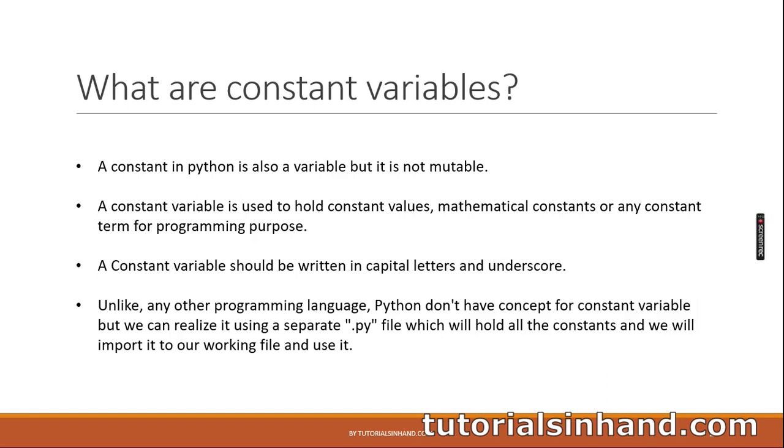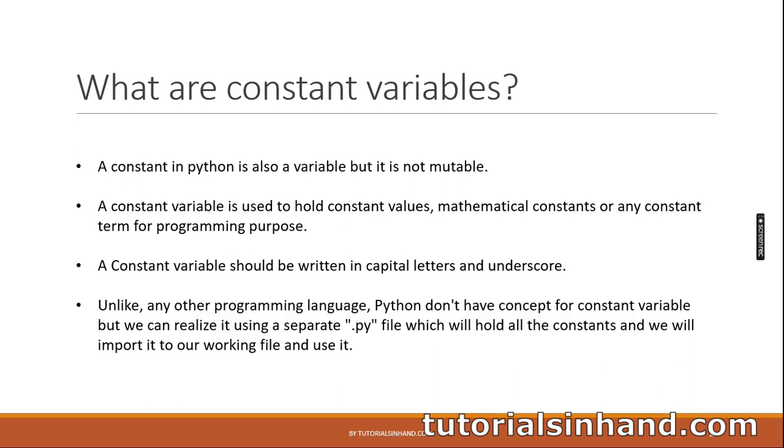A constant in Python is also a variable, but it is not mutable. A constant variable is used to hold constant values, mathematical constants, or any constant term for programming purposes. A constant variable should be written in capital letters and underscore. Unlike any other programming language, Python doesn't have a concept of constant variables, but we can realize it using a separate .py file which will hold all the constants, and we will import it to our working file and use it.